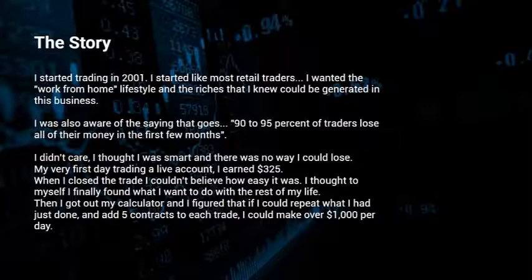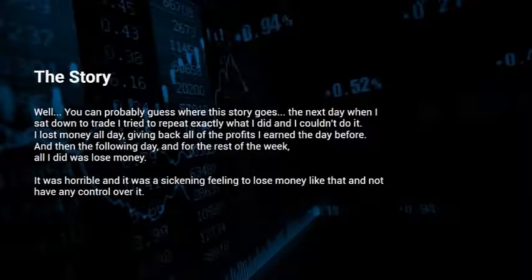Now, I quickly got out my calculator and I figured that if I could repeat what I had just done and add 5 contracts or 5 lots to each trade, I could make over $1,000 a day. Now, you can probably guess where this story goes. The next day when I sat down to trade, I tried to repeat exactly what I did that day when I made the $325, and I could not do it. I lost money the whole day, giving back all the profits that I earned the day before. And then the following day and for the rest of the week, all I did was lose money.